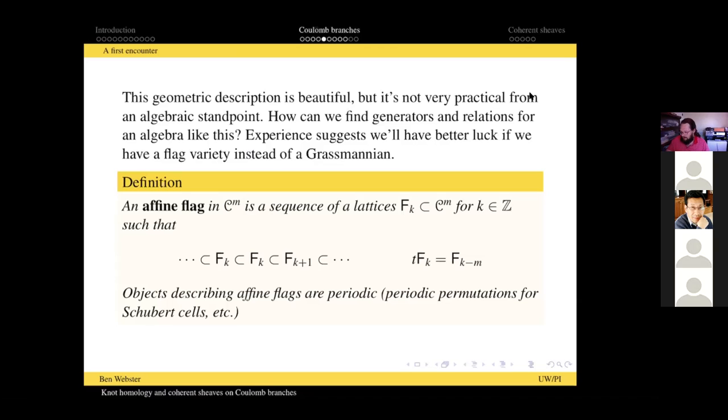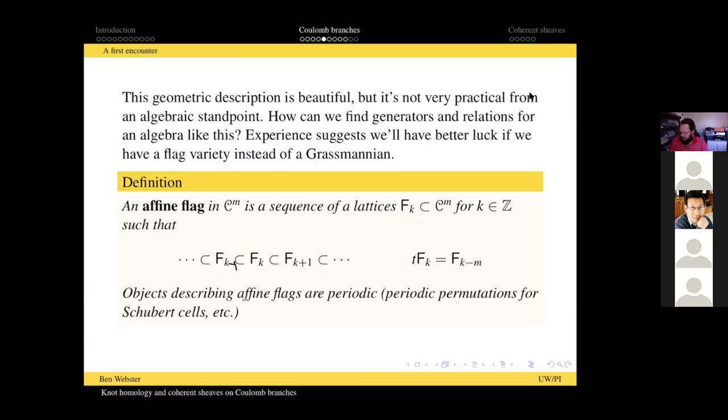So I'm taking m copies of Laurent series. So there's a notion in here of an affine flag, which is sort of, you take the notion of a lattice and then you kind of choose a complete flag in the vector space between the lattice and the lattice times t. So that should have a -1. So I have a sequence of lattices, f_k, that satisfy that they're nested like this, and that when I multiply by the variable, I shift my whole picture by k minus m.